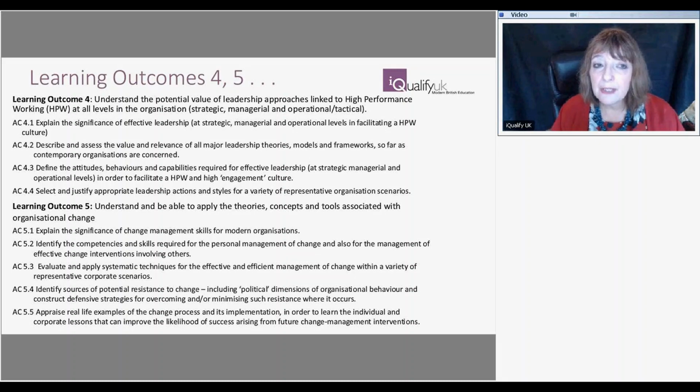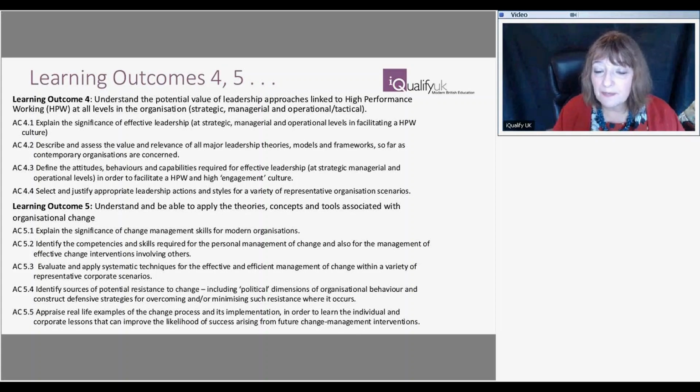And now we're going to look at learning outcome 4 and 5, and then 6 is on the next slide. So, learning outcome 4, if you remember correctly, was understanding the potential value of leadership approaches linked to high performance working at all levels in the organisation, strategic, management and operational / tactical. So what's covered under that then? This will be lectures 7 and 8.